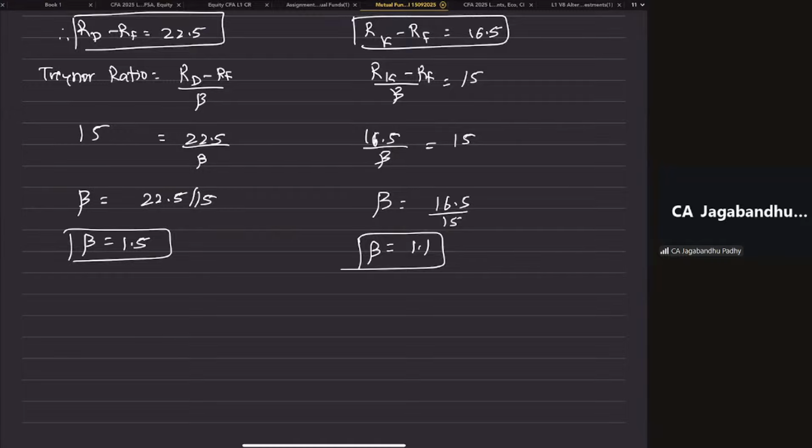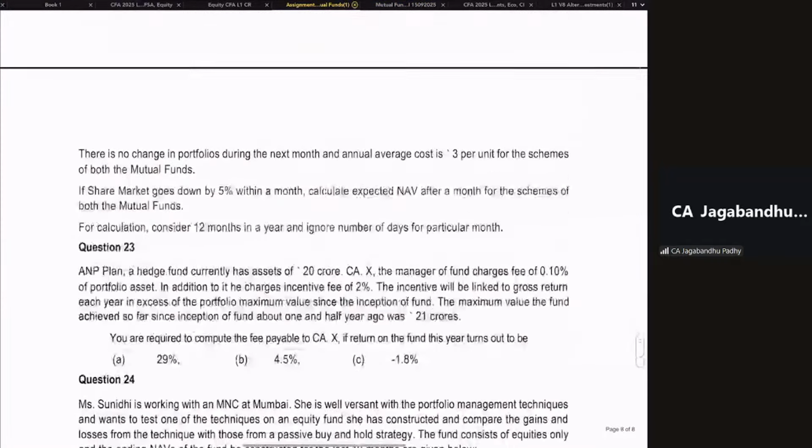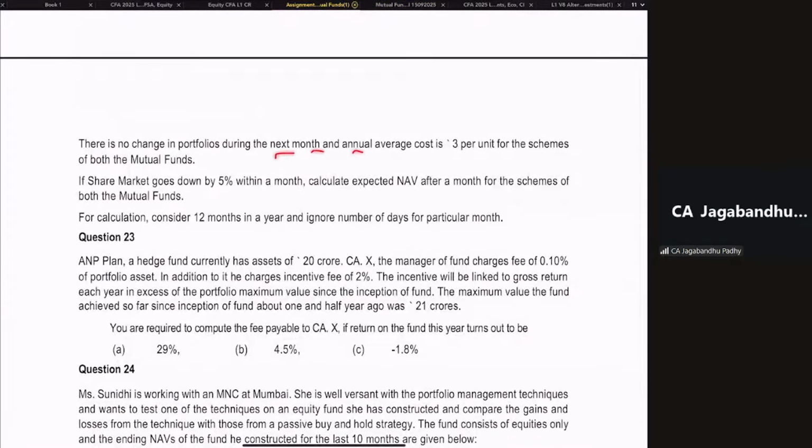Now the question asks us, there is no change in the portfolio next month, and annual average cost is 3 per unit of the schemes. If the share market goes down by 5% within a month, calculate the expected NAV after a month for the scheme, for both the mutual funds. Consider 12 months and ignore the number of days.